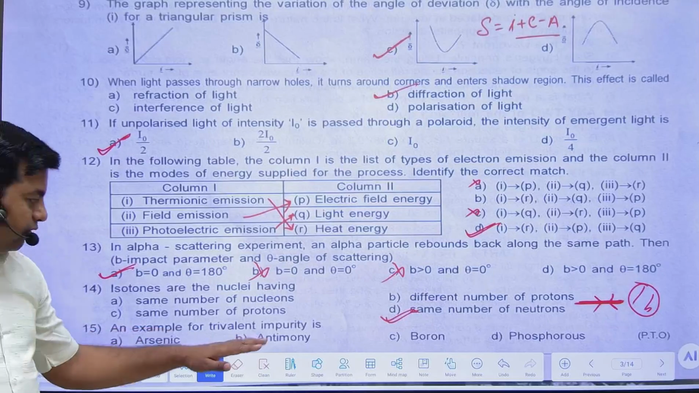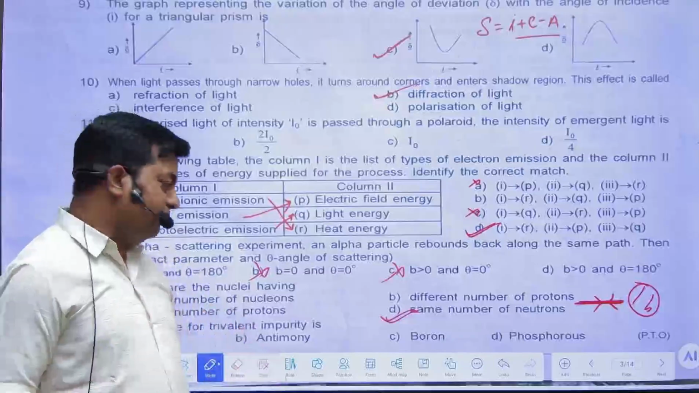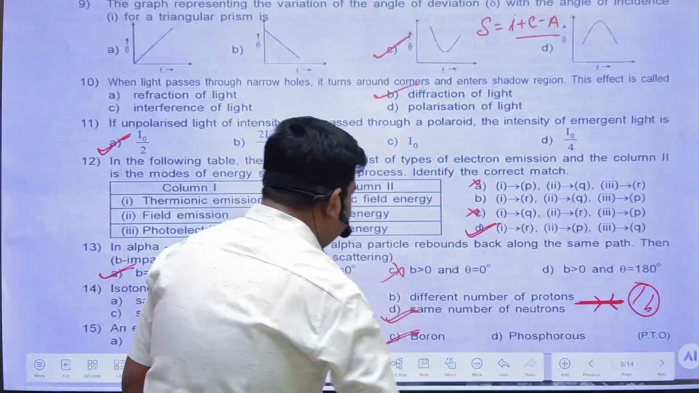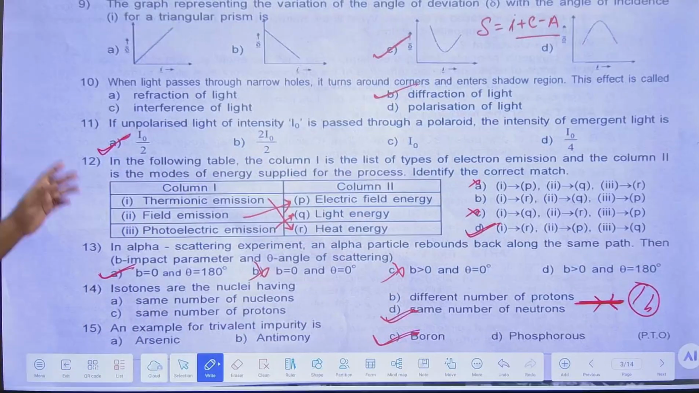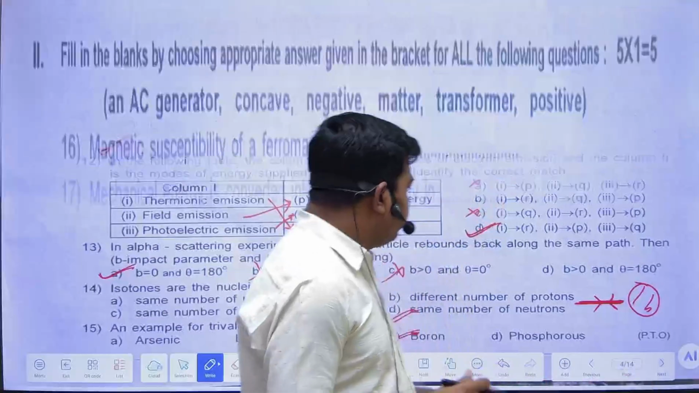Next one is, an example of a trivalent impurity. So arsenic, antimony and phosphorus all are pentavalent and the only trivalent impurity is boron. So these are the MCQs in your paper. Now we have to move to the next question.